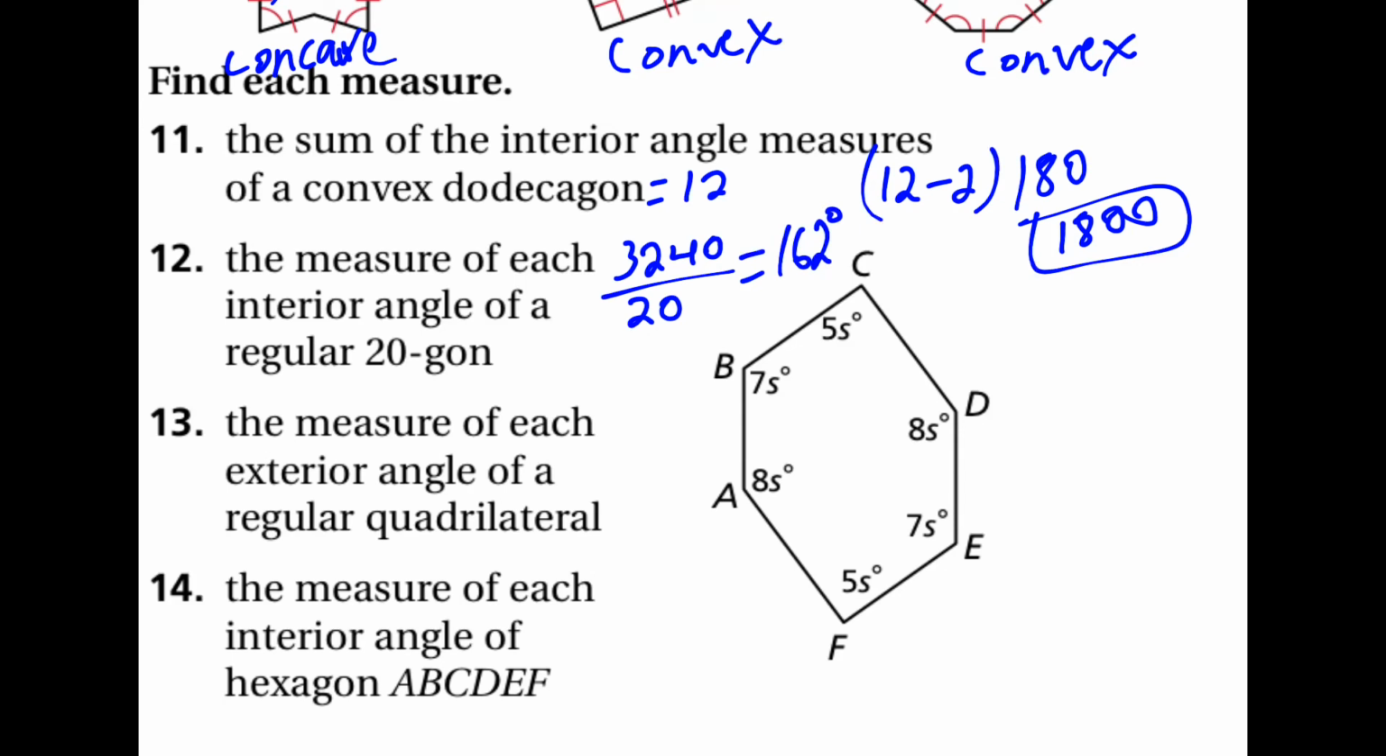For number 13, exterior angles always add up to 360. If it's a quadrilateral, there are 4. So 360 divided by 4, that answer is 90 degrees.